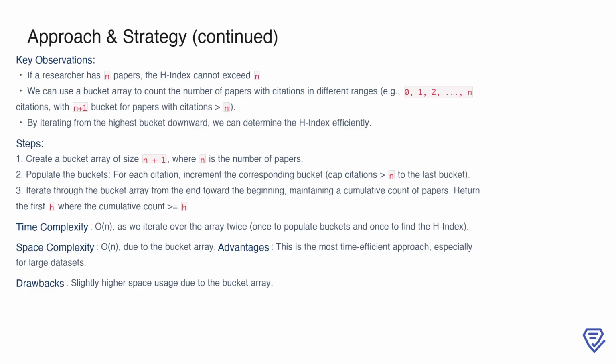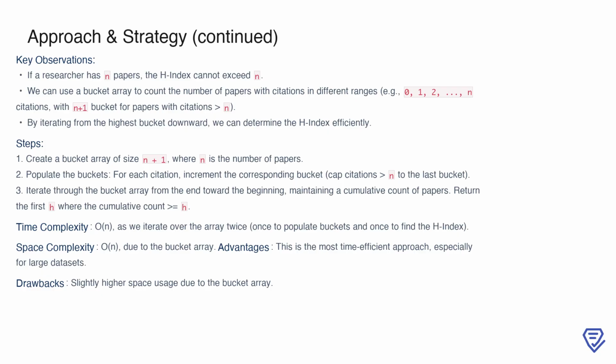The key observation here is that if there are n papers, the h-index cannot exceed n. Using this, we can create a bucket array of size n+1 to count the number of papers that fall into specific citation ranges. For example, citations greater than n are grouped into the last bucket. After populating the buckets by iterating through the citation list, we traverse the bucket array from the highest bucket downward, maintaining a cumulative count of papers. The first point where this cumulative count is greater than or equal to the bucket index gives us the h-index.